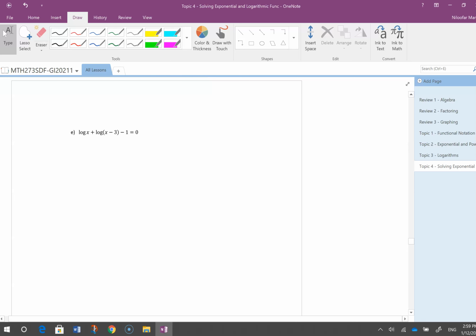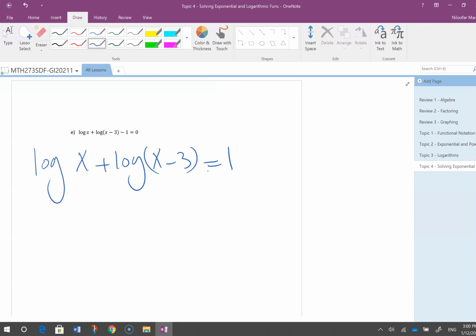Oh, okay, all logs on one side, everything else on the other side. Then combine logs. Okay, so log x plus log of x minus 3 equals 1. Combine. Okay, do I have any 1 beside? Yes, I have 1 beside. I don't need to take anything in the power.